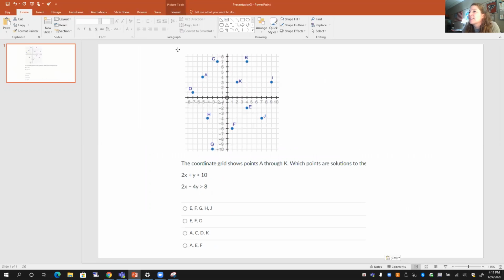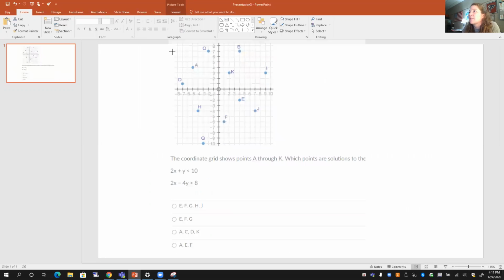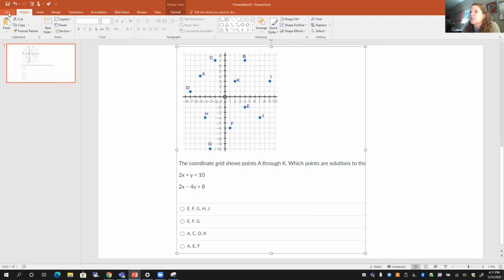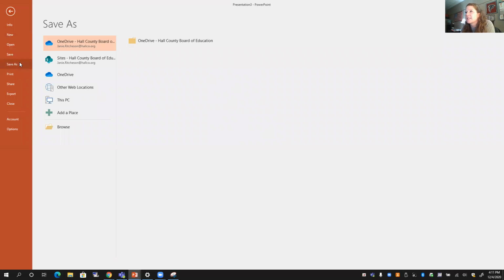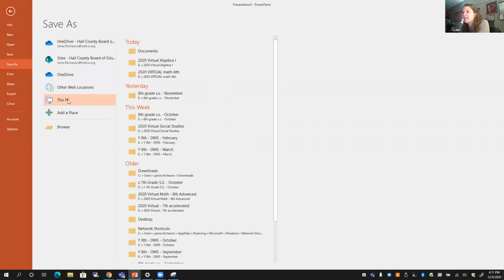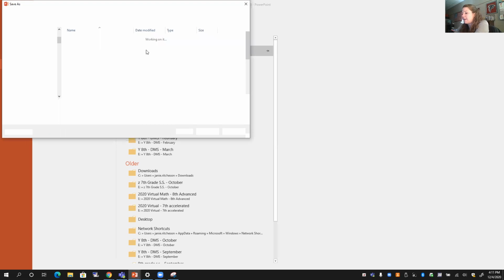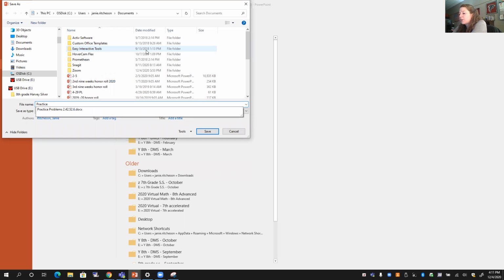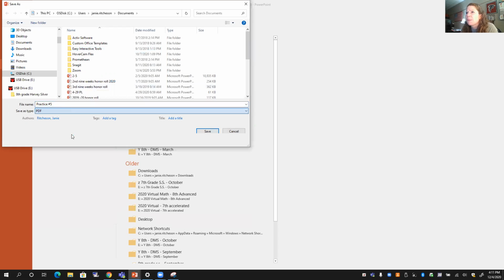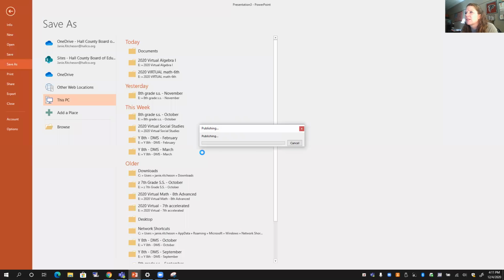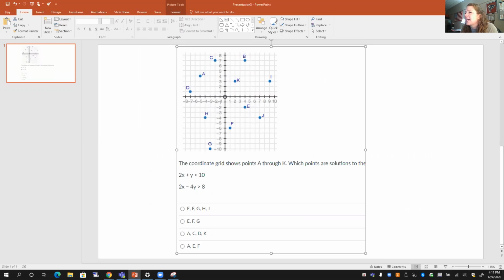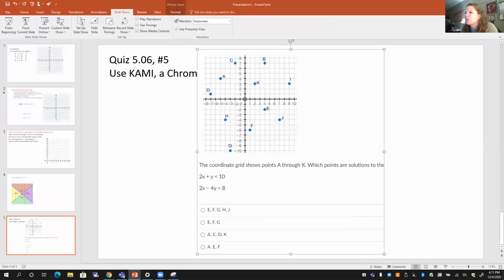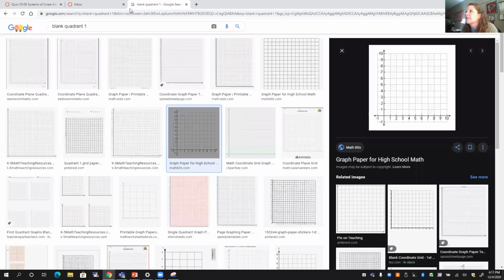And you guys probably know an even easier way to do this than I do. I'm just going to save this real quick as a PDF. I'm going to save it as practice number 5, as a PDF. Save. Now the reason I did that is because I want to use Kami, and it's going to ask me how I want to open it.